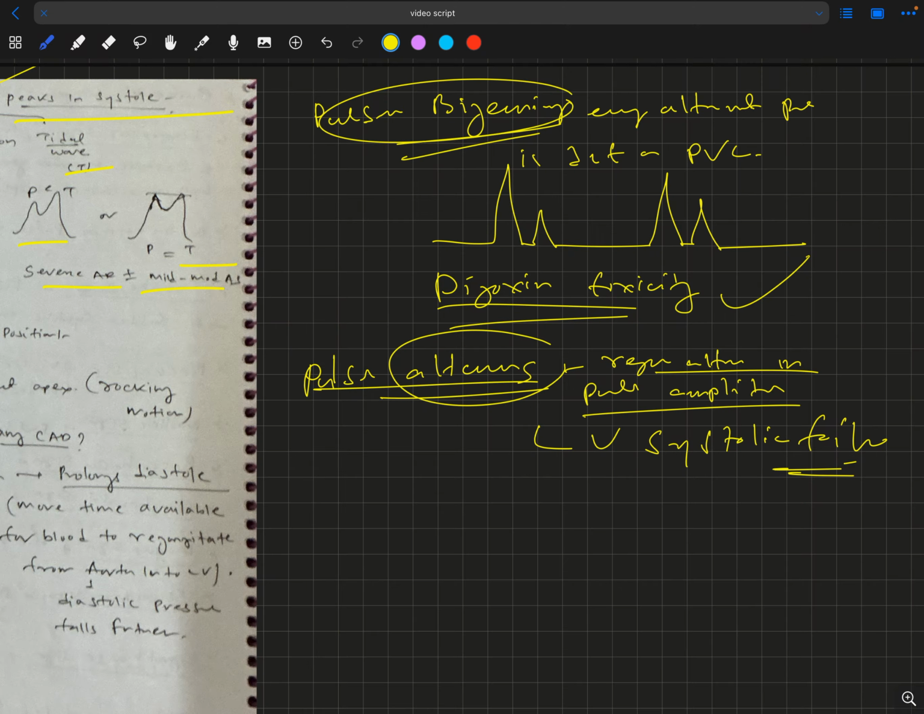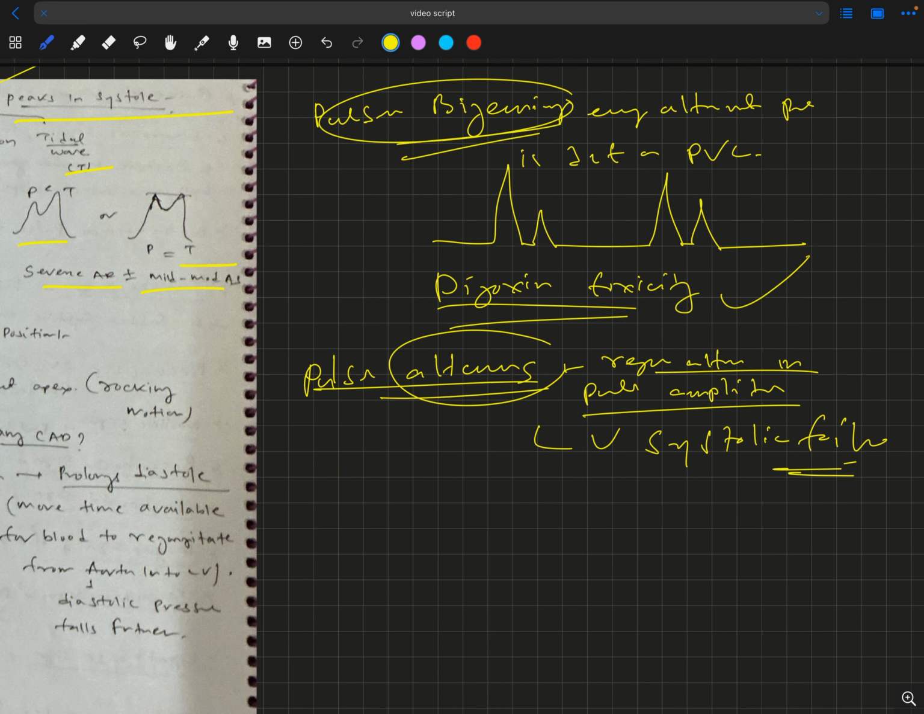Severe AS, very severe AS, low volume and slow rising pulse, pulsus parvus et tardus. Pulsus bisferiens, two peaks in the systole, seen in case of AR and HOCM. In HOCM, the percussion wave is greater than the tidal wave. In case of AR, the percussion wave is equal to or less than the tidal wave.